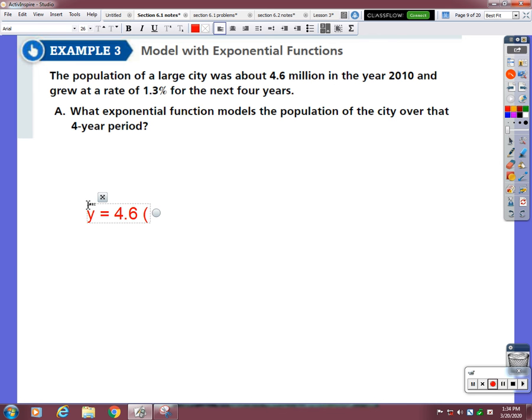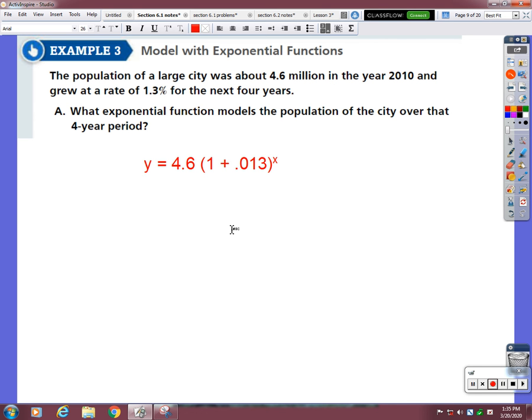Then we're going to go times 1 plus, and then I'm going to take the 1.3% and change it into a decimal by moving the decimal 2 places to the left. So that would be 0.013, and then I'm going to raise that all to the x power, because remember that in an exponential function, what makes it unique is that the exponent is a variable.